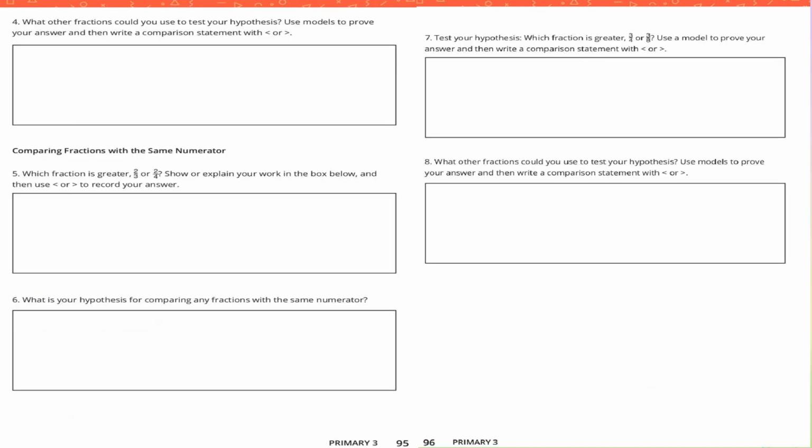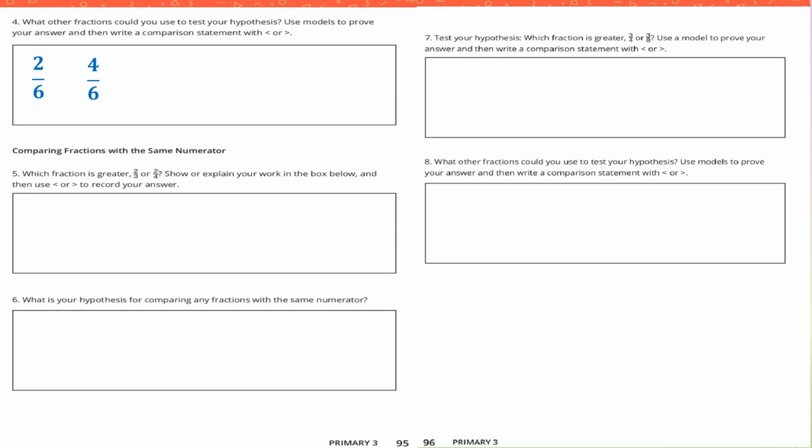Number 4 here. What other fractions could you use to test your hypothesis? Here I will give you an example: 2 over 6 and 4 over 6. Is it crazy or normal?